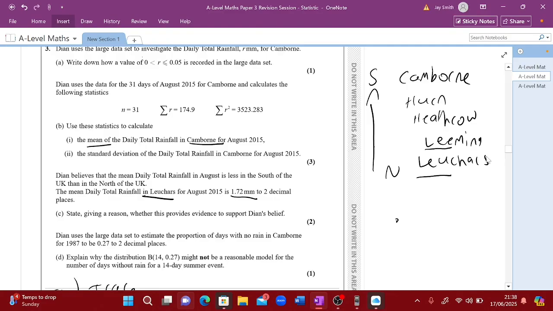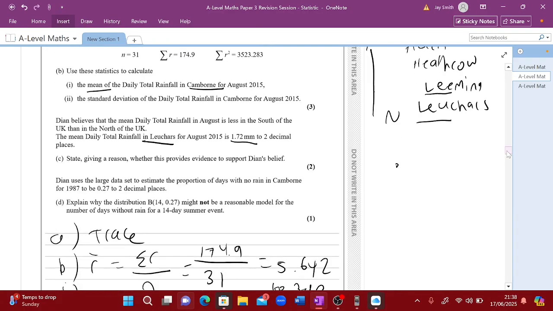Then Diane uses the large data set to estimate the proportion of days with no rain in Camborne to be 0.27. So 27% of days have no rain. Then it says explain why the distribution B(14, 0.27) might not be a reasonable model for the number of days without rain for a 14-day summer event.